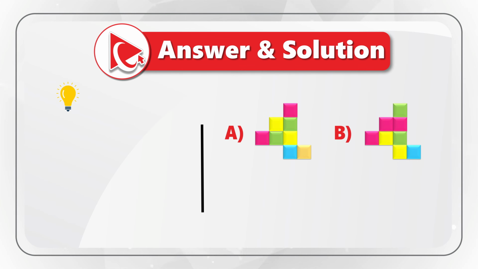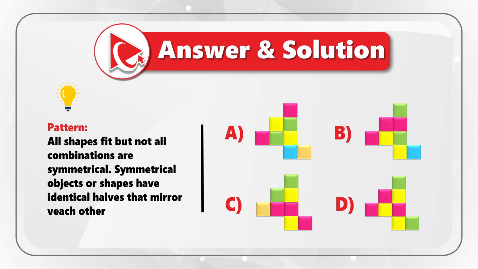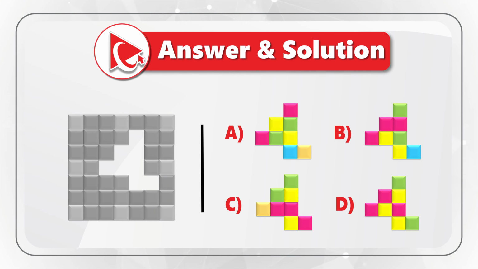What's interesting about this question is that all objects will fit into the gap, but not all combinations are symmetrical. Let me demonstrate this. Let's try choice A. As you can see, it fits perfectly. Let's try choice B, C, and D, and as you can see, they all fit into the gap.